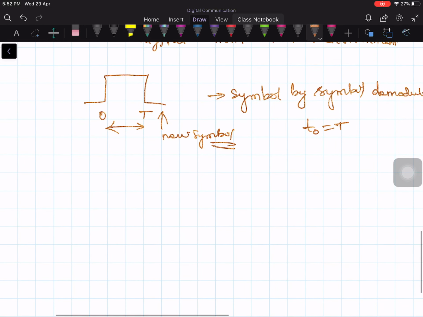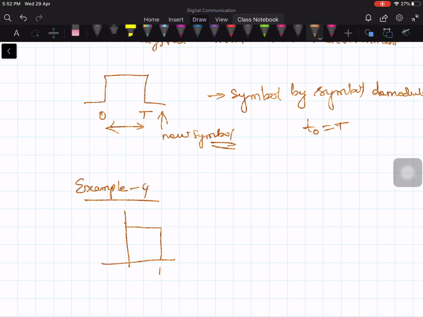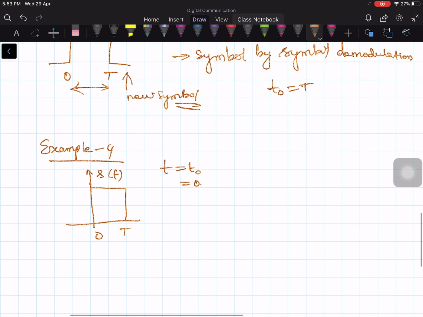Let me take another example now. Example 4, take the same pulse. This is 0, this is T, s of t. Now again consider T naught equal to 0. Then what happens? You just reverse the time axis, minus T, this is s of minus t.